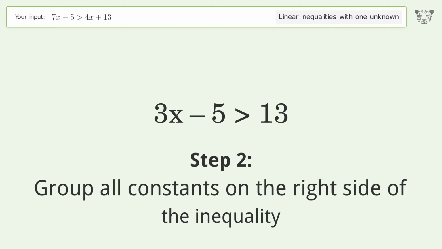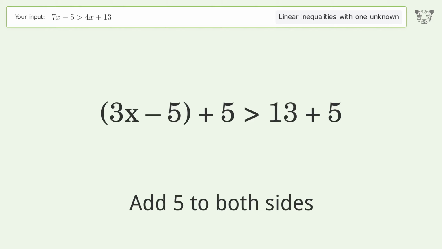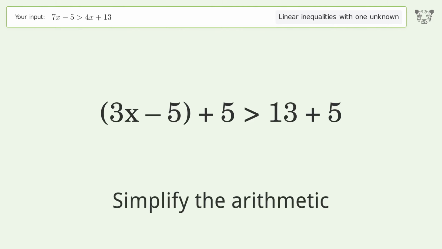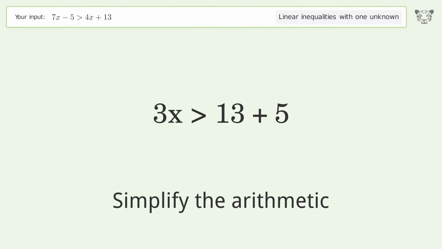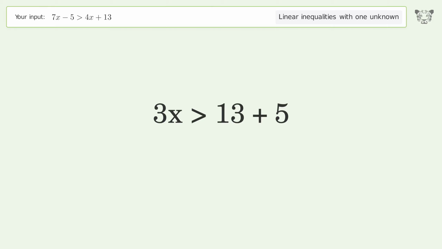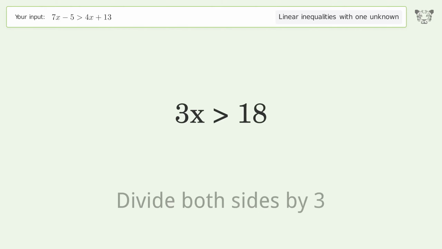Group all constants on the right side of the inequality. Add 5 to both sides. Simplify the arithmetic. Isolate the x. Divide both sides by 3.